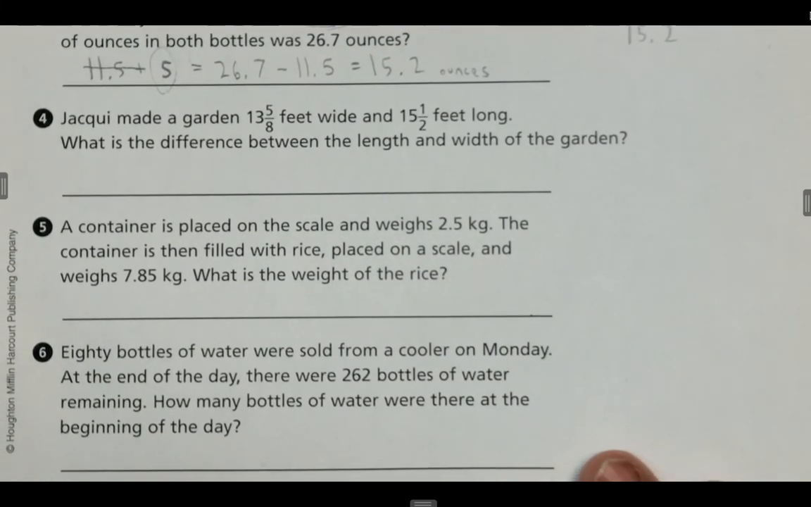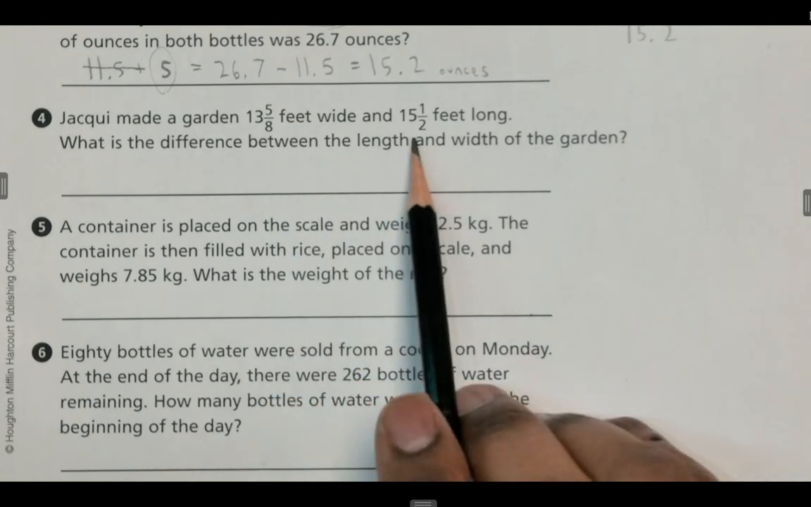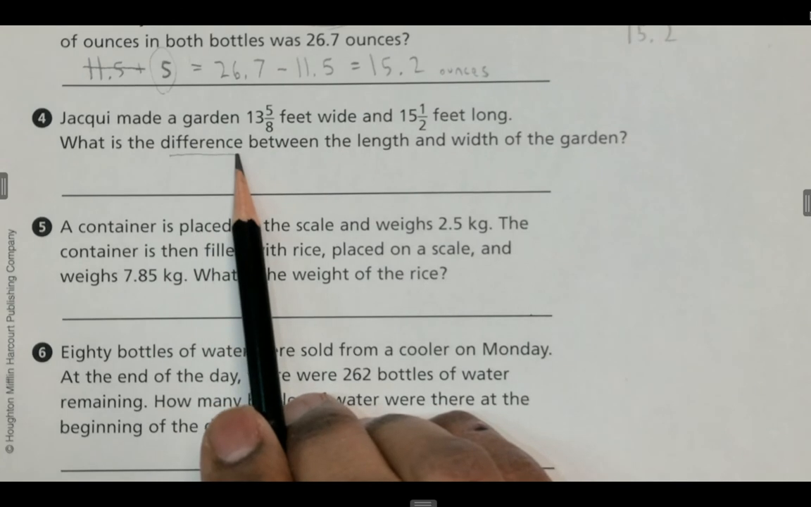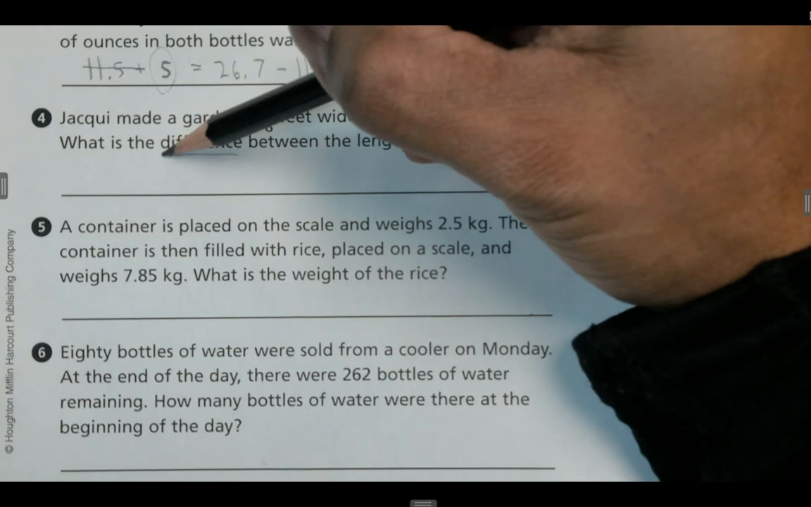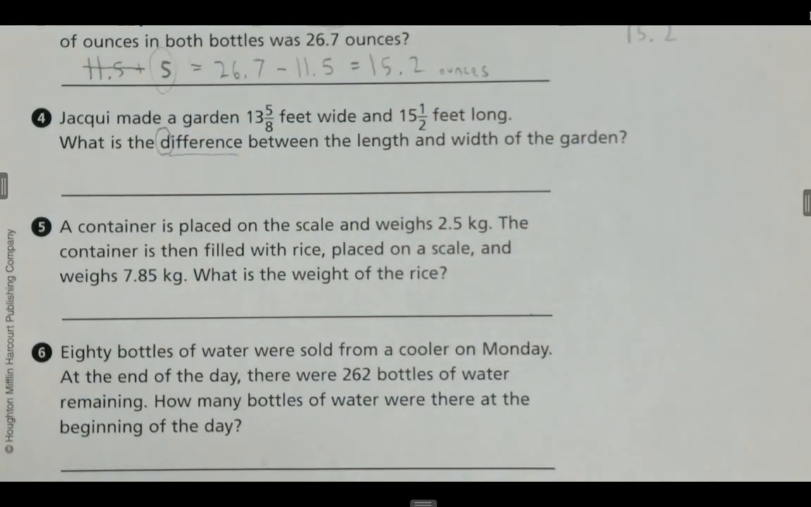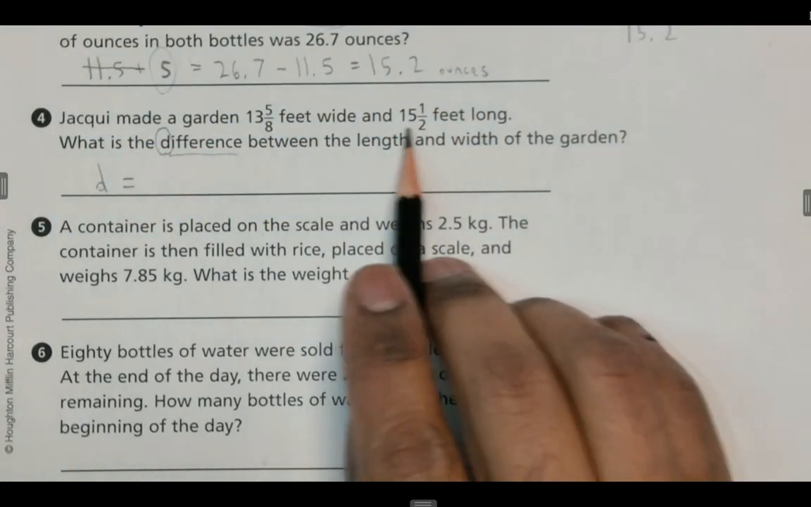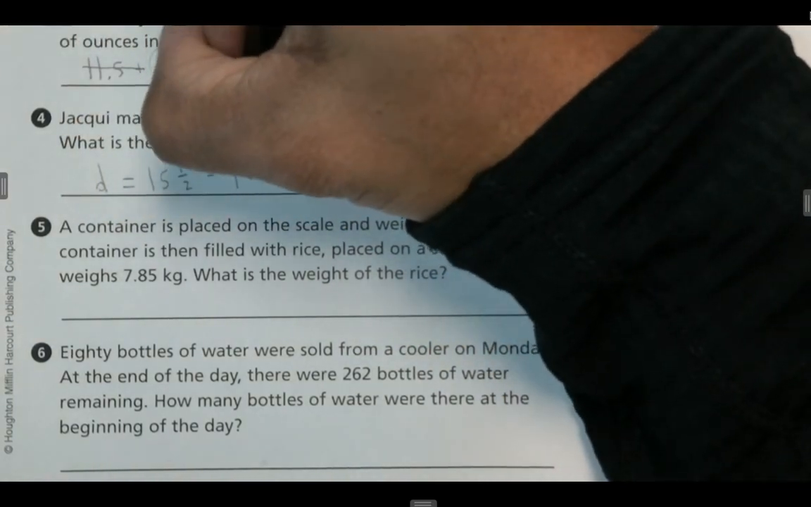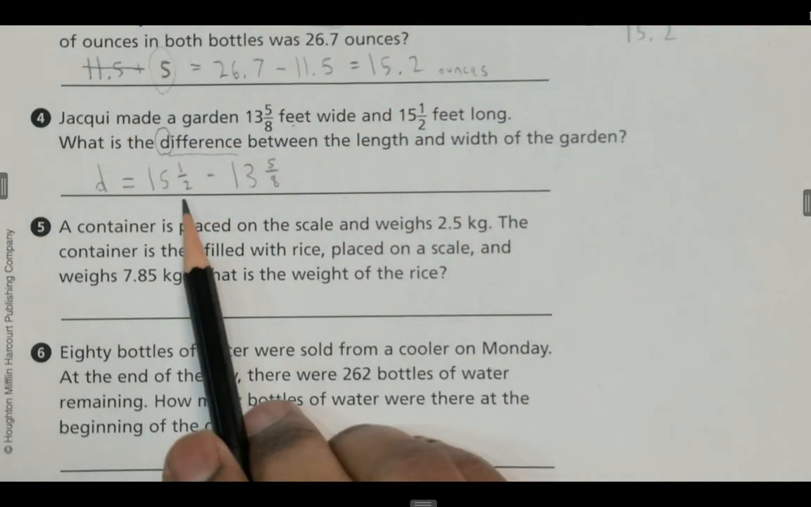Number 4, Jaquai made a garden 13 and 5/8 feet wide and 15 and a half feet long. What is the difference between the length and width of the garden? Since I'm trying to solve for the difference here, I'm thinking subtraction, and I'm going to use the letter D to represent the unknown. D, the difference, is equal to 15 and a half minus 13 and 5/8.